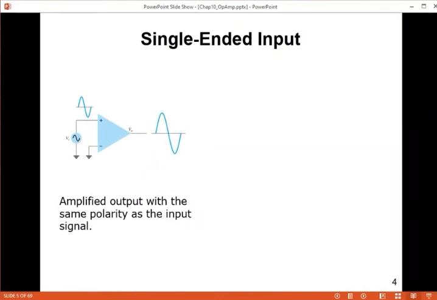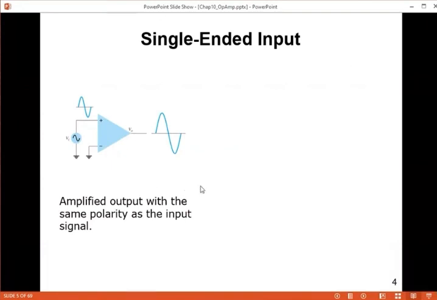When you apply the input to the non-inverting terminal, with the inverting input grounded, the output will be the same polarity. Same polarity means same phase. So when you give a positive phase of the input, the output will also have a positive phase, with amplitude depending on the gain of the amplifier.